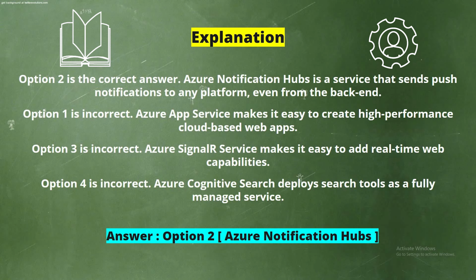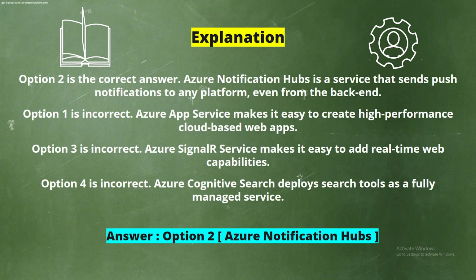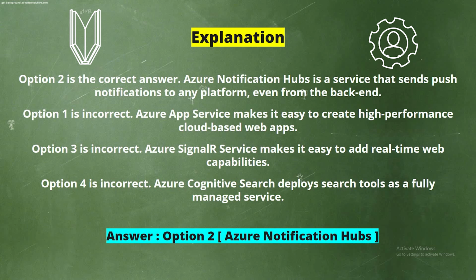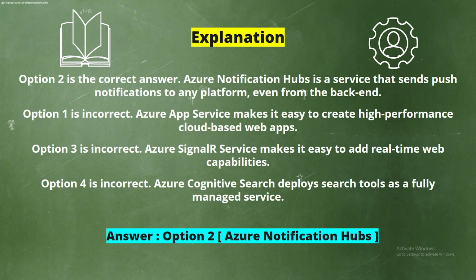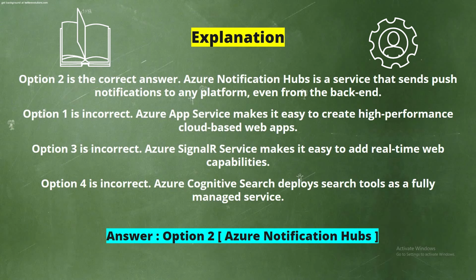Explanation. Option 2 is the correct answer. Azure Notification Hubs is a service that sends push notifications to any platform, even from the backend. Option 1 is incorrect. Azure App Service makes it easy to create high-performance cloud-based web apps. Option 3 is incorrect. Azure SignalR Service makes it easy to add real-time web capabilities. Option 4 is incorrect. Azure Cognitive Search deploys search tools as a fully managed service.